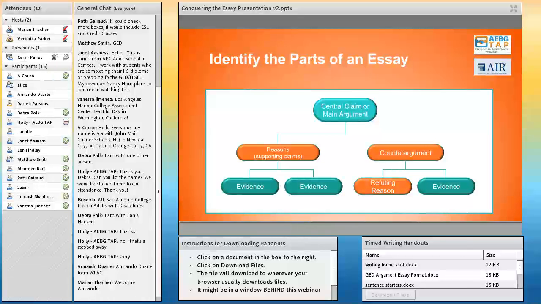Okay, and then another thing we're looking for is if the author includes an acknowledgement of the counter argument. Do they acknowledge what the other side says? And if so, do they refute that reason? Do they give a response to why that counter argument is wrong, or not applicable or not relevant? And do they give any evidence to support why that's wrong?